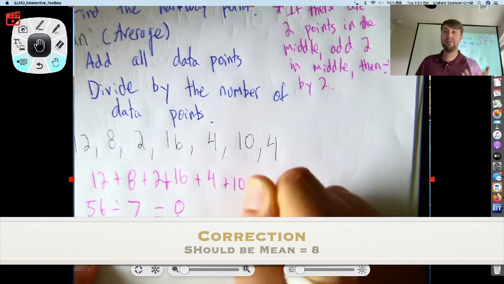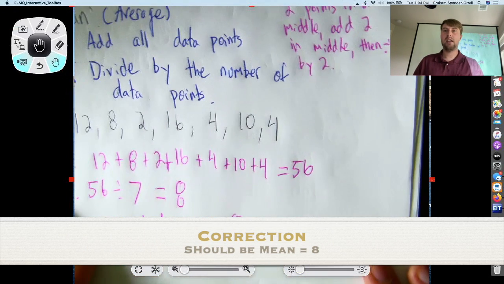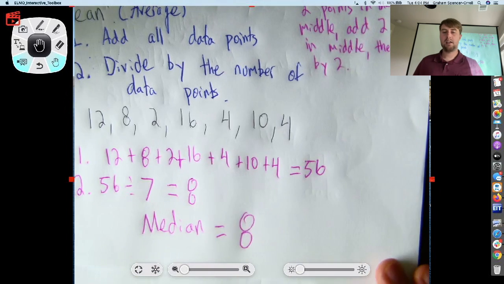Awesome. So that's how we find the middle of a set of data. A couple of different ways to do that.